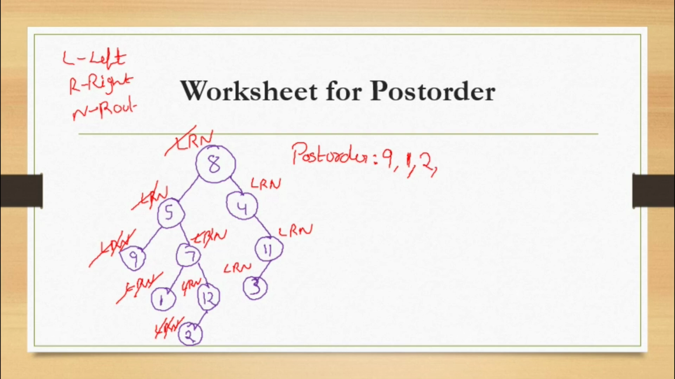Then I come back and I go to the right of 12, I don't have anything, then I visit the 12. When I come back, then I visit the 7, because I have already visited the left and right of 7. Then I come back and I have visited the left and right of 5, so now I visit the 5.